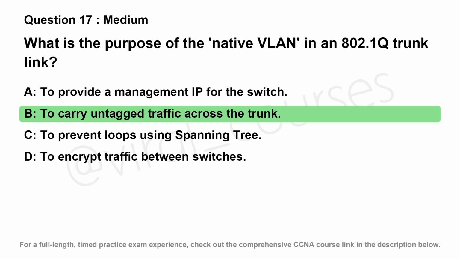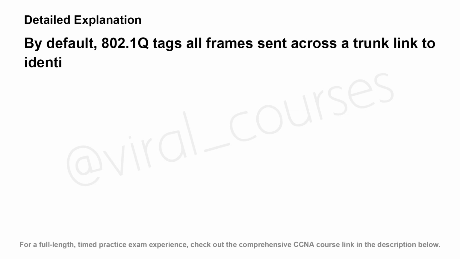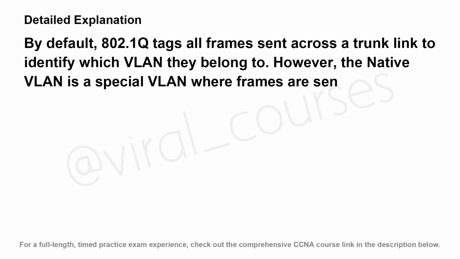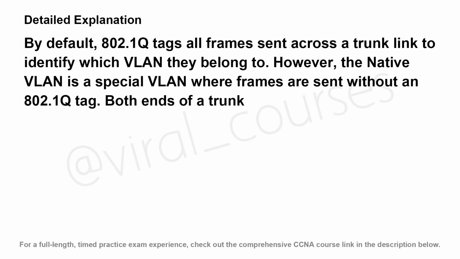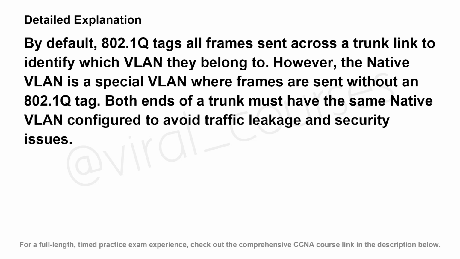The correct answer is B. By default, 802.1q tags all frames sent across a trunk link to identify which VLAN they belong to. However, the native VLAN is a special VLAN where frames are sent without an 802.1q tag. Both ends of a trunk must have the same native VLAN configured to avoid traffic leakage and security issues.